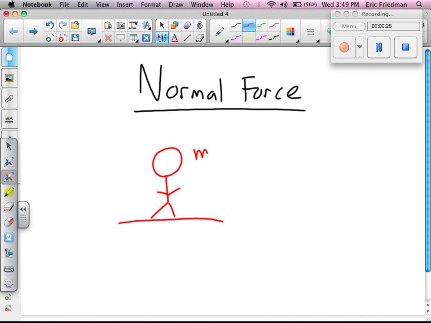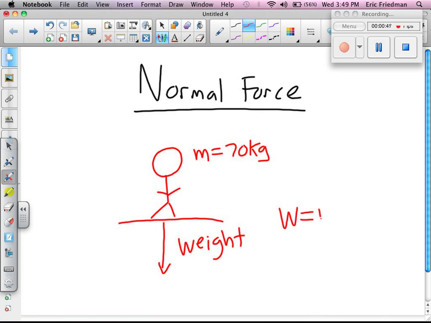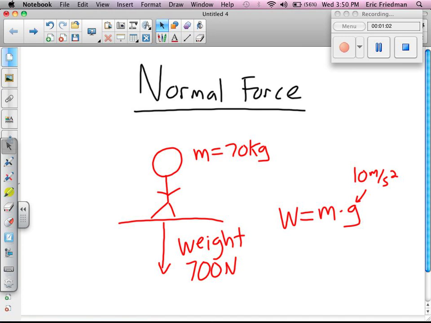Now I'm going to give this person a mass. I'm going to say this person has a mass of 70 kilograms. What I can do is figure out how much this person weighs, and I can write that as a force down here. So I'm going to draw an arrow down here representing their weight. We can solve to figure out what their weight is. Remember, weight W is m times g. If I use 10 meters per second squared for g, just to make things easier, I can say their weight is 700 newtons.